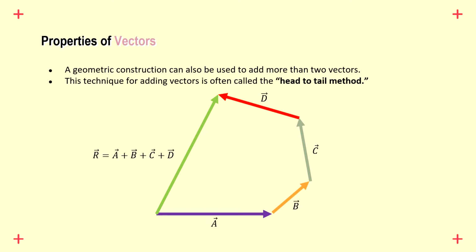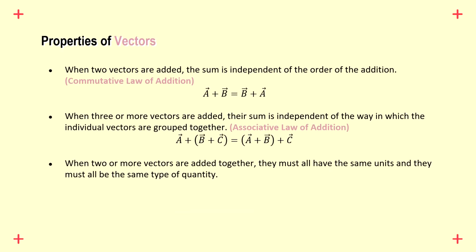When two vectors are added, the sum is independent of the order of the addition. That means that if you add A to B, it's just the same as adding B to A. So A plus B is equal to B plus A. And that is called the commutative law of addition. When three or more vectors are added, their sum is independent of the way in which the individual vectors are grouped together. And this is called the associative law of addition. So if you add first B and C, then you add A, it's just the same as adding A and B first, then adding C later on.